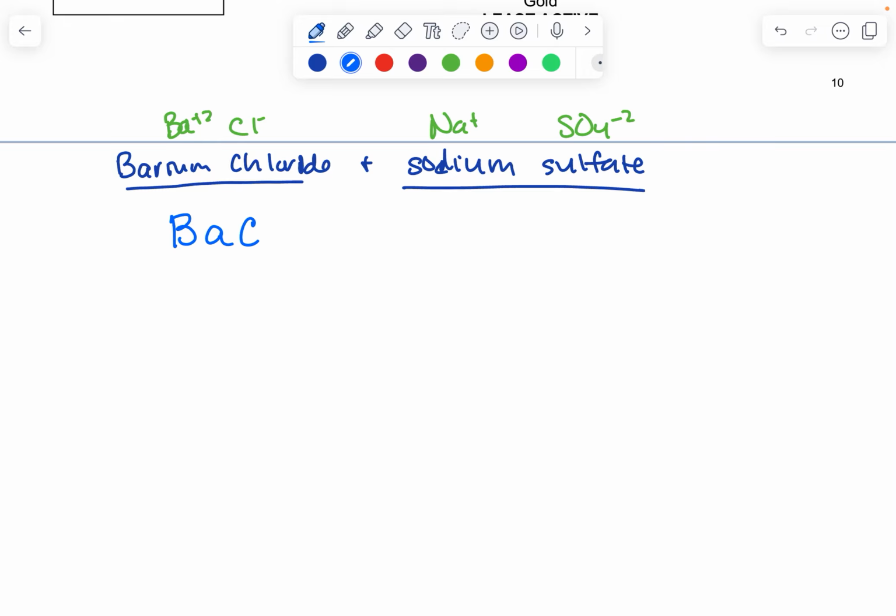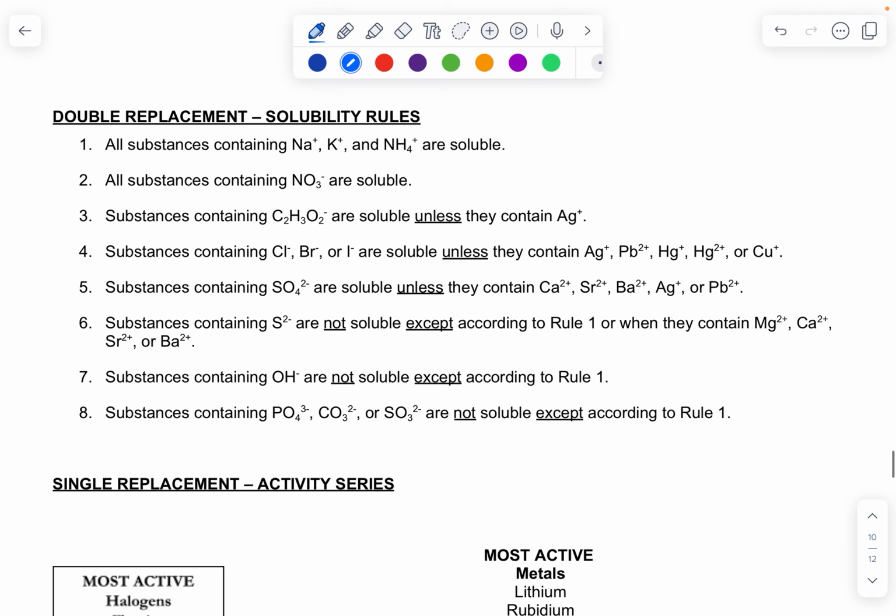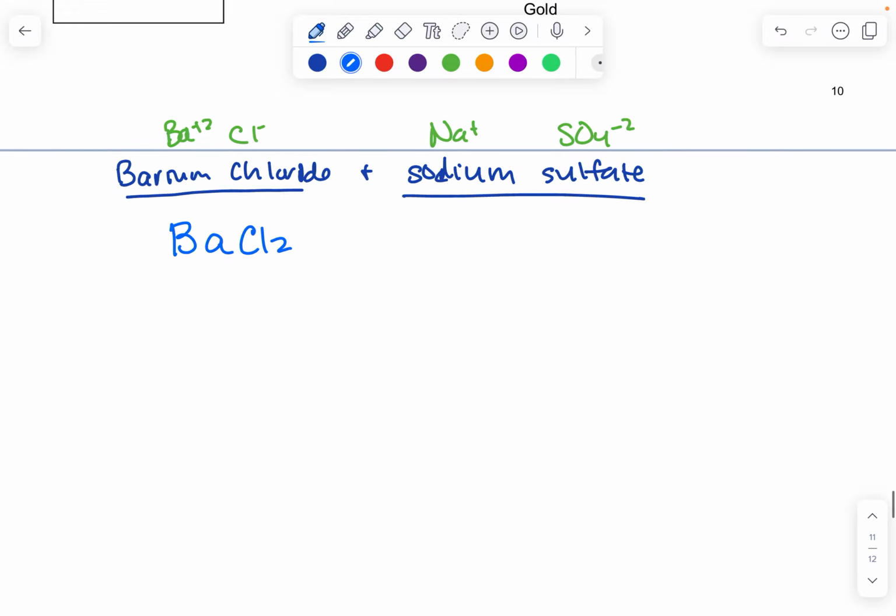So we have BaCl2. We're going to look at our solubility chart, and if we go up here and look at our chlorine rule, that is soluble, and barium is not an exception. So that means that this is going to be aqueous. Then we're going to react it with sodium sulfate, which this is a 1 charge, this is a 2, so it's Na2SO4. We know that this is also going to be aqueous because it has a group 1 metal. Those are always aqueous. Now we need to figure out our products.